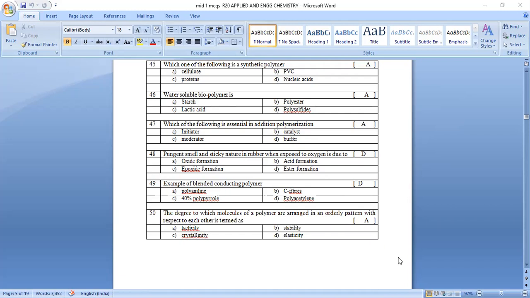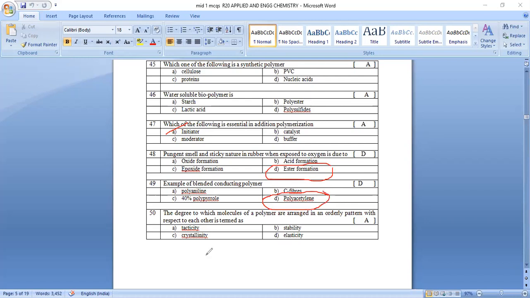Question number 47: which of the following is essential in addition polymerization? Just now we discussed the initiator. Pungent smell and sticky nature of rubber: when exposed to oxygen, due to ester formation. The rubbers are oxidized in environmental conditions and converted into ester. Examples are blended conduction polymers; the best example is polyester.